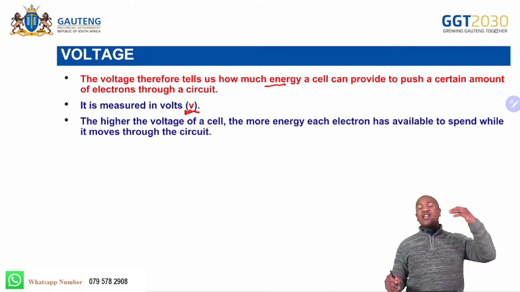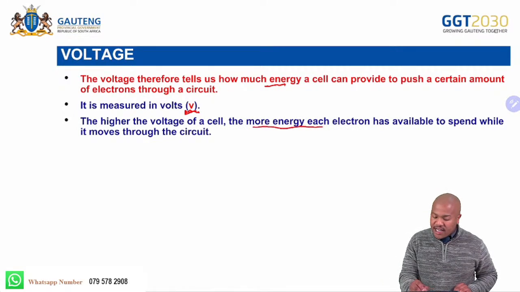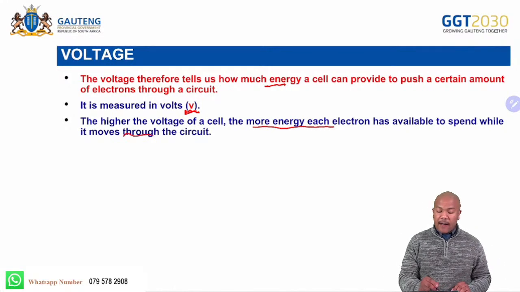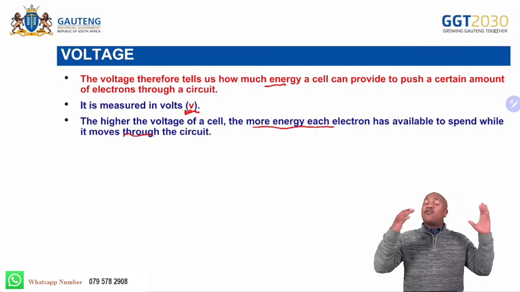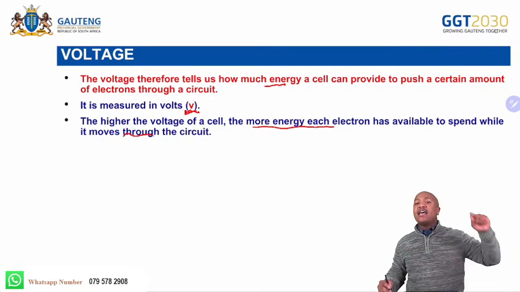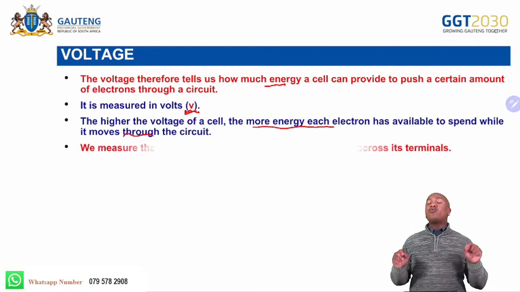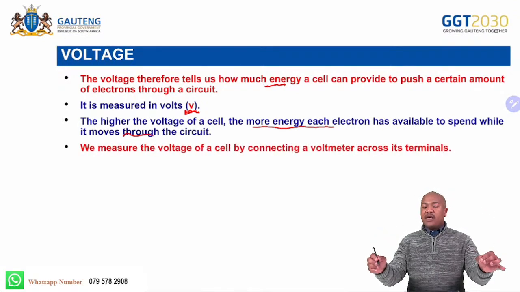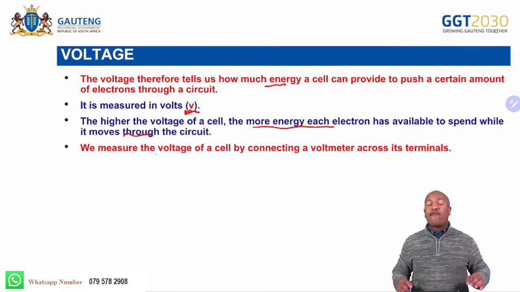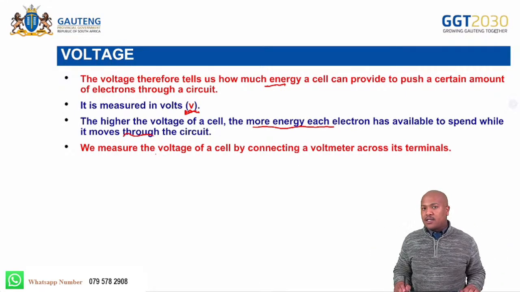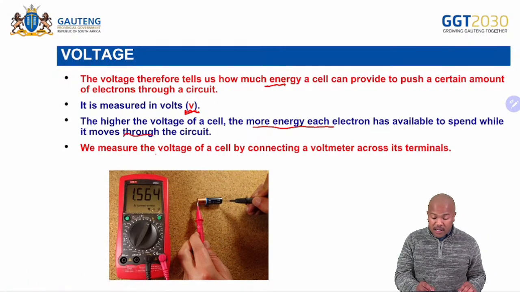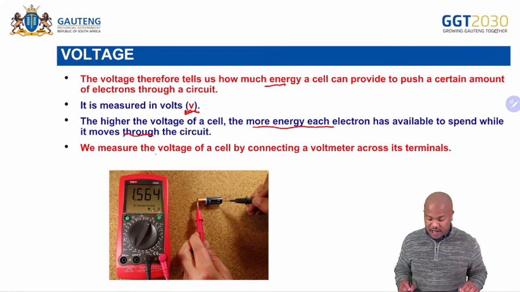So the higher the voltage of the cell, the more energy each electron has available to spend while it moves through the circuit. The higher the voltage of a cell, the higher the energy that is going to move along a circuit. Does it make sense? And we use a voltmeter to measure voltage. So we measure the voltage by connecting a voltmeter across its terminals. But how? Here is a picture to illustrate the measuring of voltage.